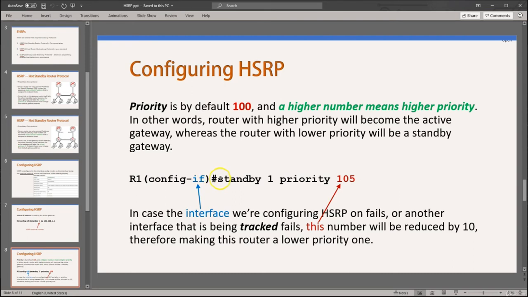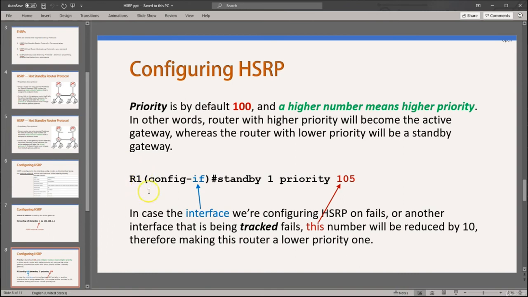Now, in case the interface we're configuring with HSRP fails, or another interface that is being tracked, I'll touch upon this later. So if another interface that we're tracking fails, this number, this priority that we manually configured, will be reduced by 10. Therefore, making this router's priority 95.